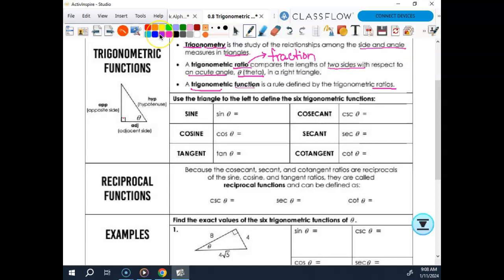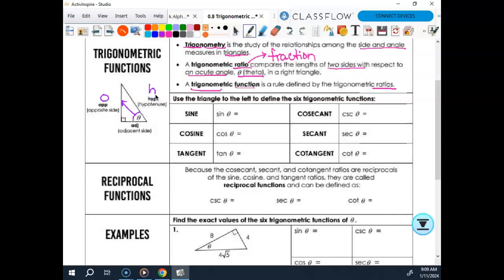When we are trying to find trigonometric ratios and use trig on a right triangle, it is all with respect to an acute angle. So theta is labeled right here. I'm going to mark theta. Across from theta is the opposite side. I'm going to label it with O. I know it already says opposite. Then this is the hypotenuse.